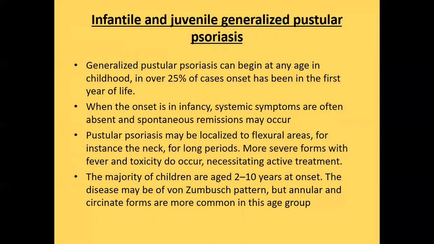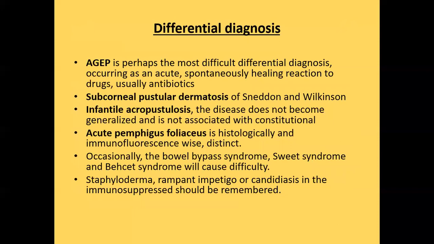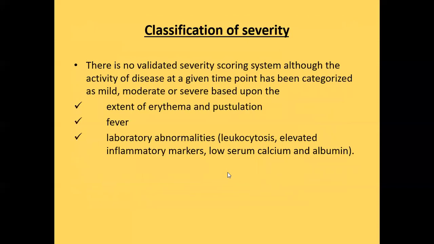The disease can be of von Zumbusch type, that is a generalized disease, or can be of annular or circinate form. The diseases which come in the differential diagnosis of generalized pustular psoriasis include AGEP, subcorneal pustular dermatosis of Sneddon and Wilkinson, infantile acropustulosis, and acute pemphigus foliaceus. Sometimes the pustular lesions of bowel bypass surgery, Sweet syndrome, and Behçet syndrome also resemble pustular psoriasis. Staphyloderma, severe impetigo, and candidiasis may also simulate pustular psoriasis.